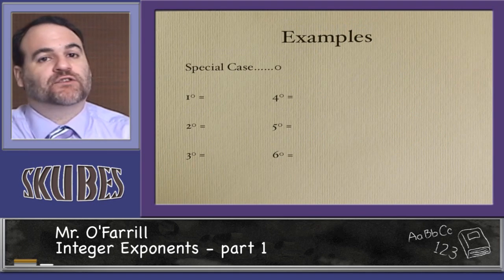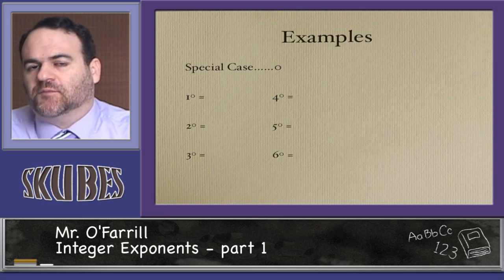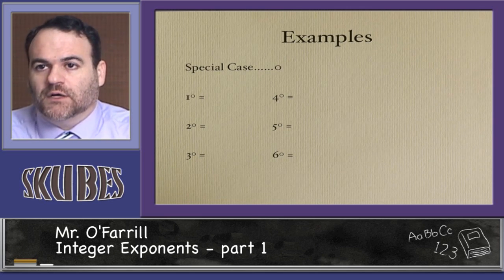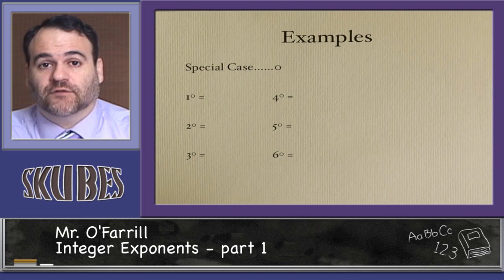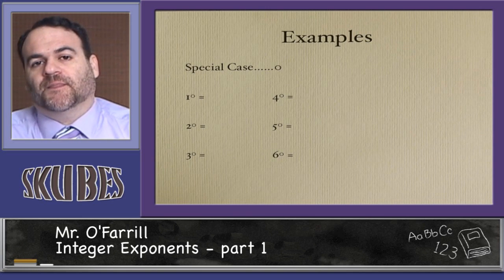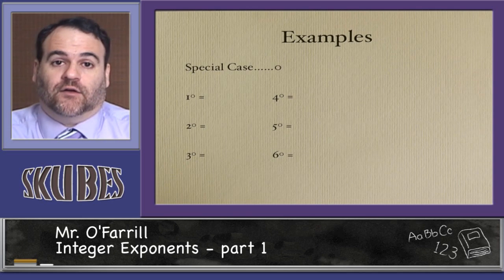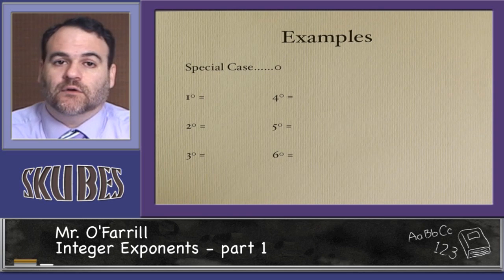So let's take a look at the special case, 0. That means we're raising something to the 0 power, so we would multiply 4 times itself no times, or 1 times itself no times. Okay, this is just a rule. It's something you're going to want to memorize. Anything raised to the 0 power equals 1.